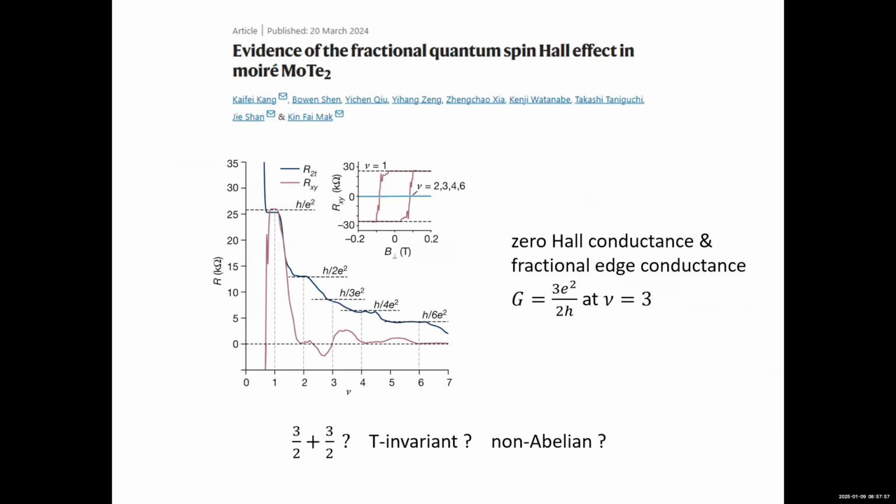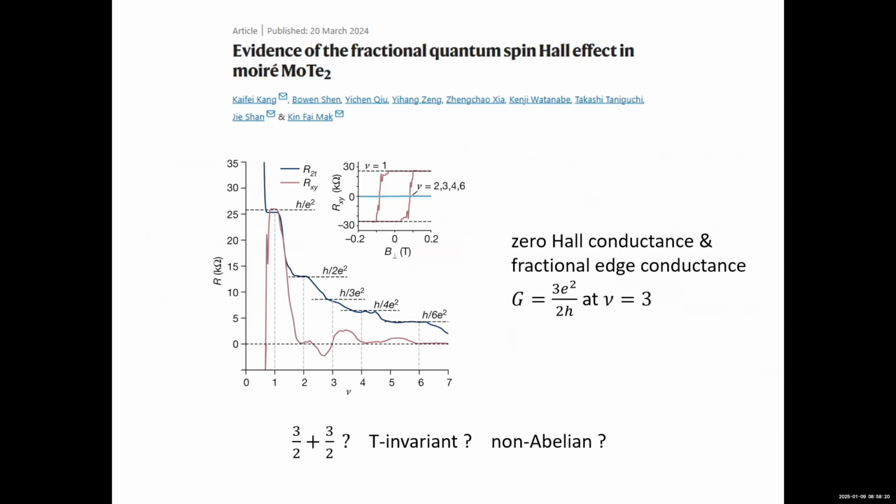Also, a new surprise was found recently by the Cornell group. They showed that even at integer filling factor 3, they found a new state that has 0 Hall conductance, but shows edge conductance consistent with 3/2 spin up states and 3/2 spin down states.